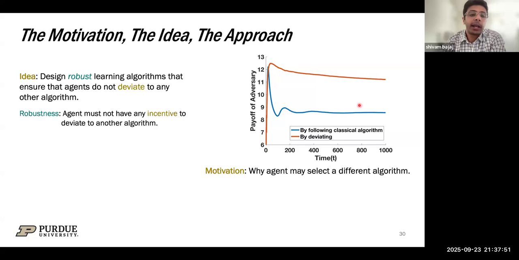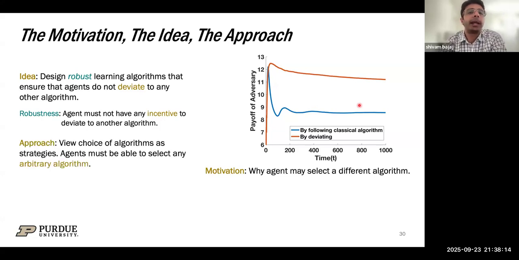So the idea behind our work is that we want to be able to design robust learning algorithms that ensure that agents do not deviate to any other algorithm. And because I've used robust in the previous part as well, I want to clarify that by robustness, I mean that the algorithms should be such that the agents should not have any incentive to deviate to another algorithm. And the approach that we take in our paper is that we view the choice of algorithms as strategies.